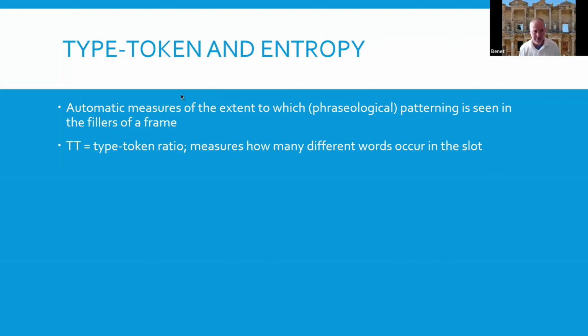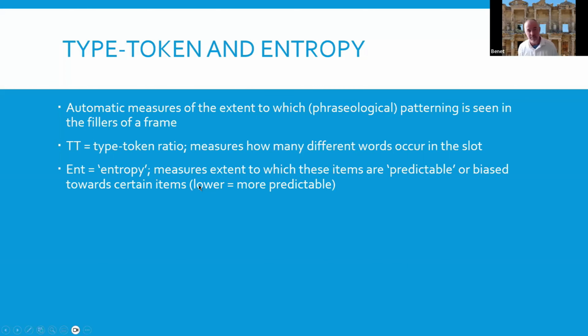So like I said already, TT is type token ratio. This measures how many different words occur in the slot. If you only have one word, it's always the same, the type token ratio will be near to 0. If you have lots of different words, it will be much higher. It'll be close to 1. Entropy is important too because it doesn't do what type token ratio does. Instead, it measures how predictable or biased towards certain items the slot is. And again, when it's lower, it's more predictable, it's more likely to be useful on the whole.